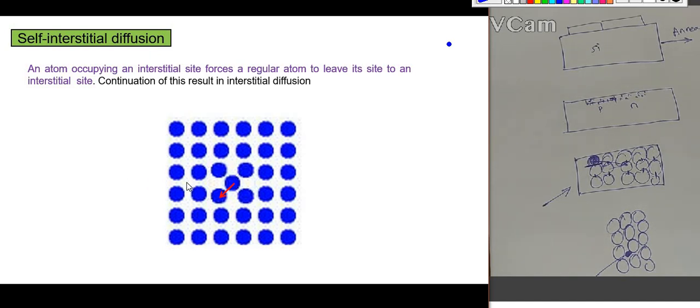Okay, and this diffusion is actually a very difficult process because when we compare the size of these interstitial points and the size of the atom, it will be very difficult. There will be severe lattice distortion by occupying this atom in the interstitial position, because the size of the atom is very large compared to the interstitial position. So the chance of self-interstitial diffusion is very low because of the size difference.